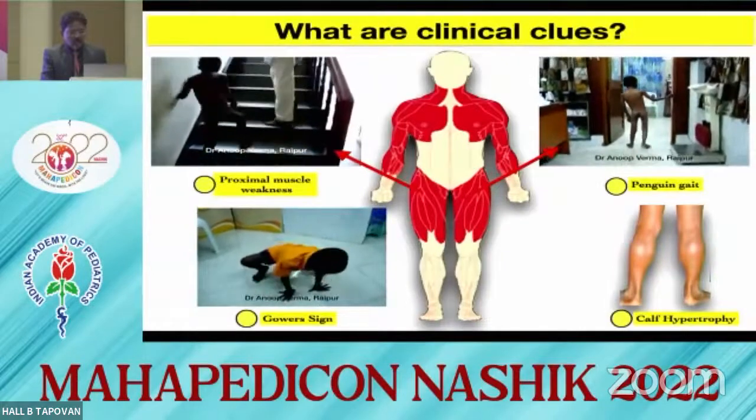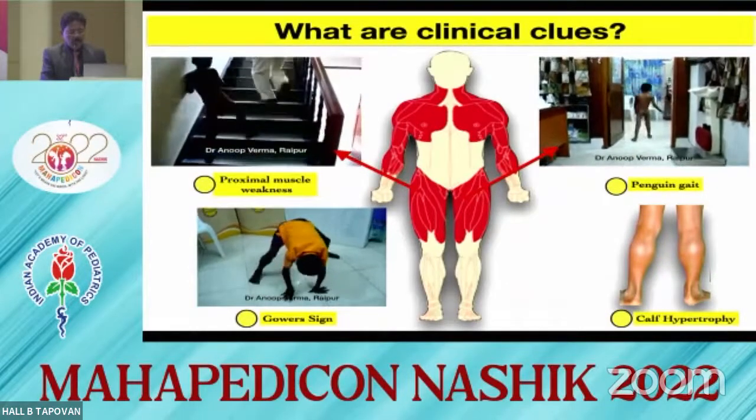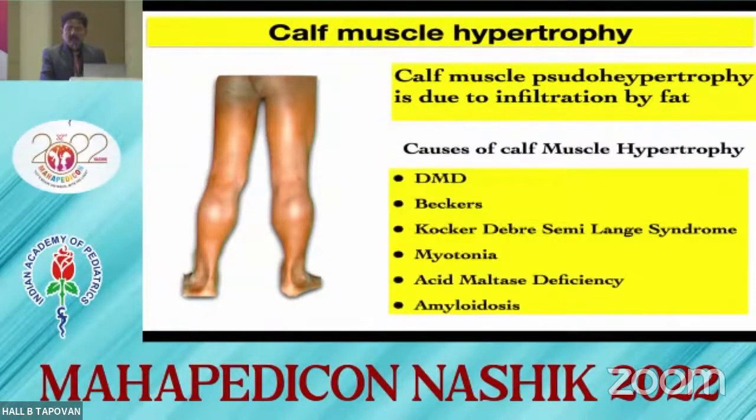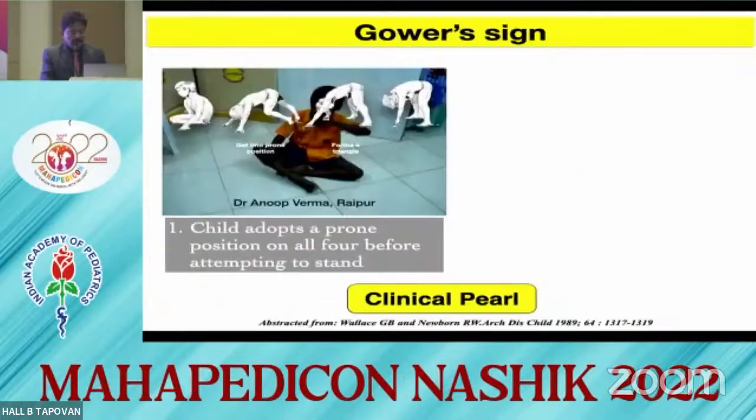And you can see the calf muscle hypertrophy is also there. This is basically due to the infiltration of fat. These are the various other causes of calf muscle hypertrophy: BMD, Becker's, and hypothyroidism, like that.